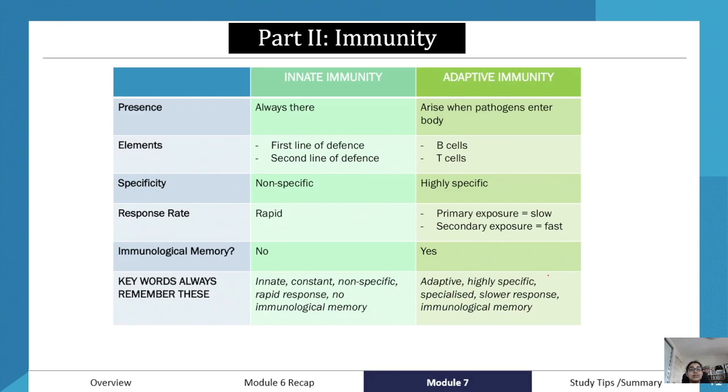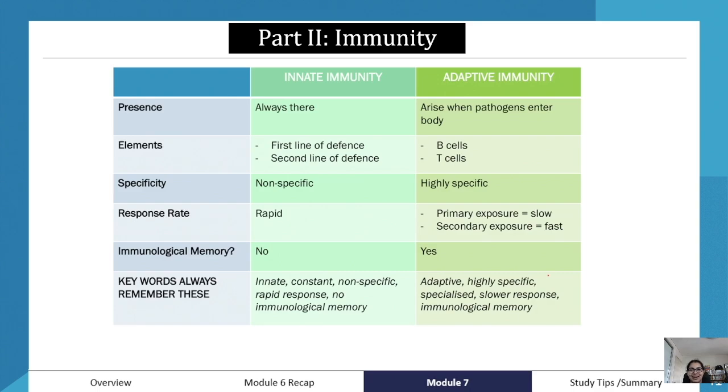The response rate is rapid. Phagocytosis and apoptosis happen quite rapidly. Is there immunological memory? For example, do those cells remember how we have killed these cells before? No. That means it does not have immunological memory. So the keywords to remember for innate are: it is constant, it is non-specific, there's a rapid response, and most importantly, there's no immunological memory.